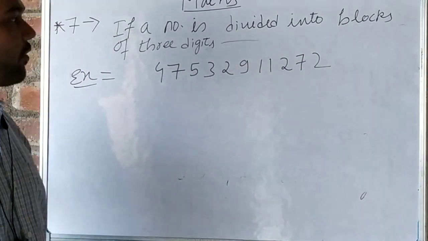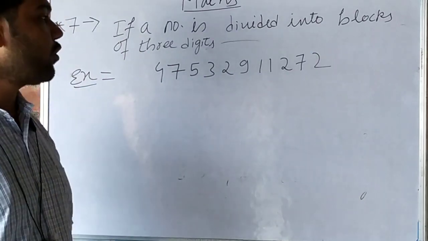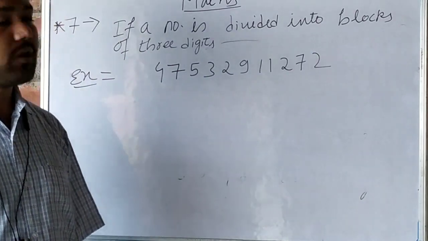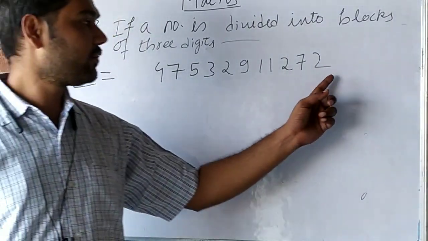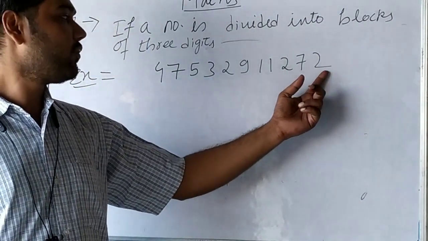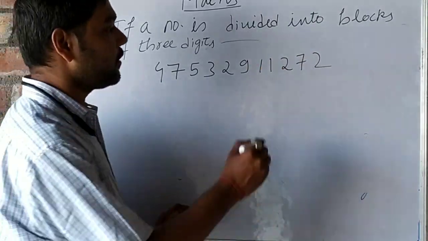So what we will have to do? We have to make blocks of 3 digits. Understand? And from where do we have to make them? We will make them from the end point, that means from the last digit. Understand? We will make a 3-digit block from here. Understand? Like this.